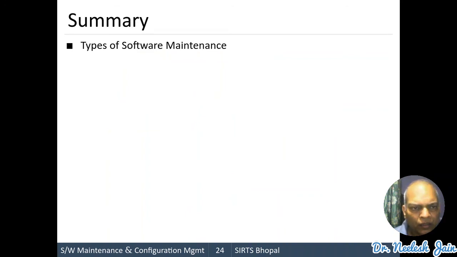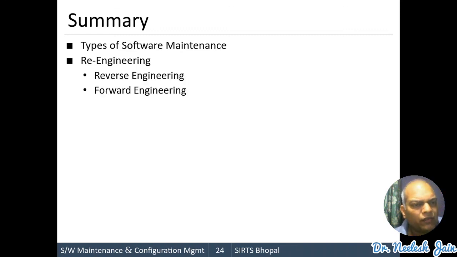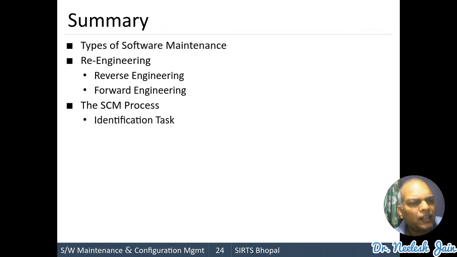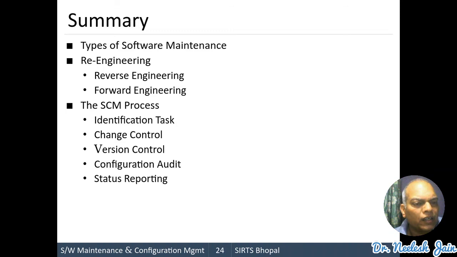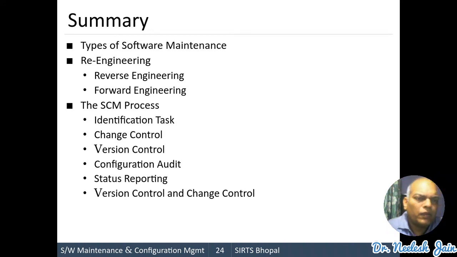In unit 5, what have we studied? In the first lecture we studied the meaning of software maintenance and the different types of software maintenance. In the next session we studied the meaning of re-engineering and the different types of re-engineering, that is reverse engineering and forward engineering. Today we have studied the SCM process: the identification task, the change control, the version control, the configuration audit, and the status reporting. In this way we finished today.